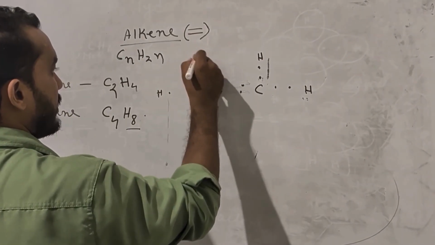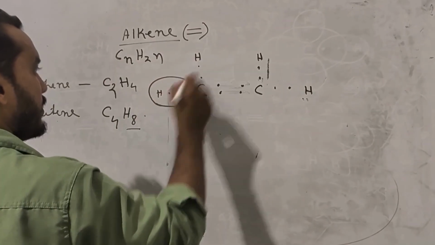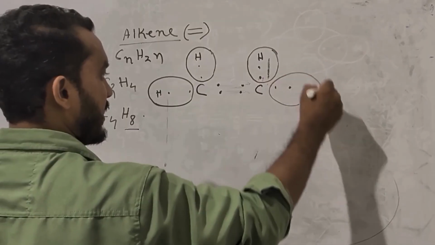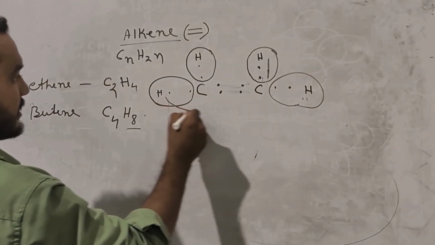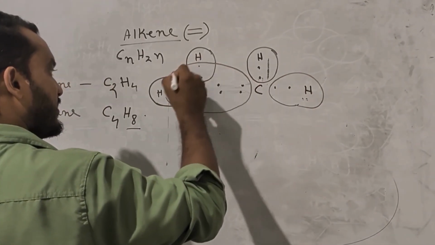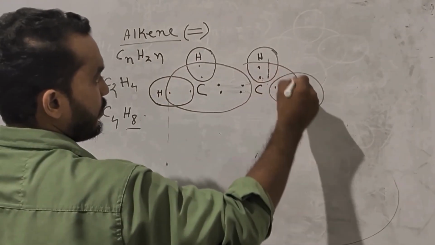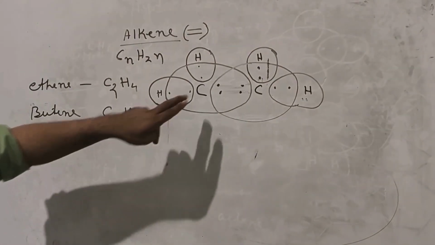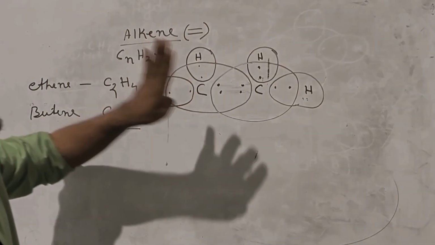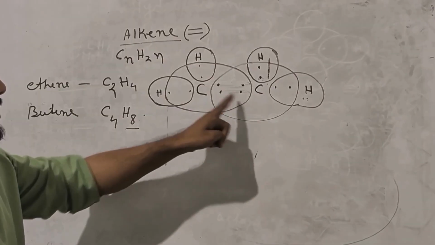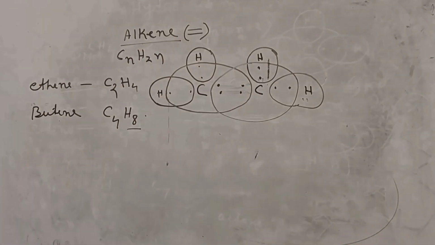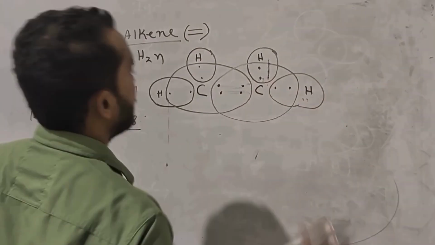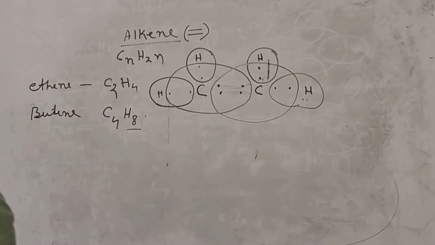Hydrogen, hydrogen. I will circle the hydrogen first, then after I will circle the carbon. See, 4, 6, 8. Here also 4, 6, 8. Under the big circle, in case of carbon, there should be 8 electrons: 1, 2, 3, 4, 5, 6, 7, 8. That means their tetravalence is satisfied. Here also 1, 2, 3, 4, 5, 6, 7, 8. Am I clear to you?